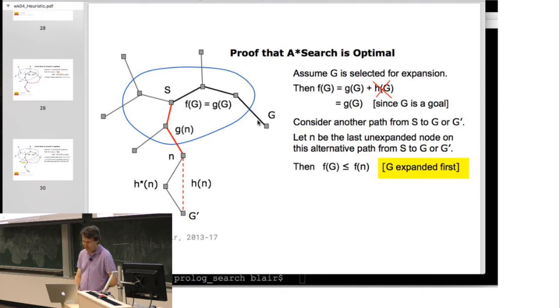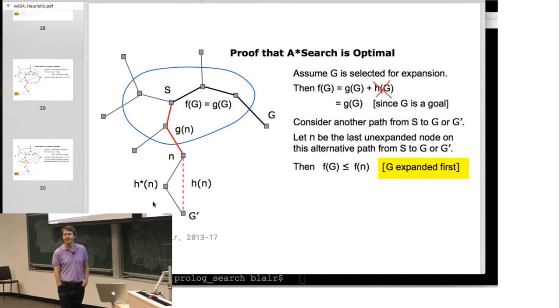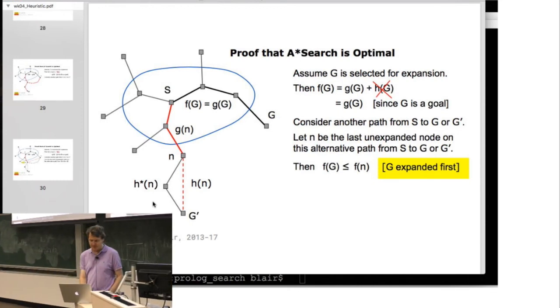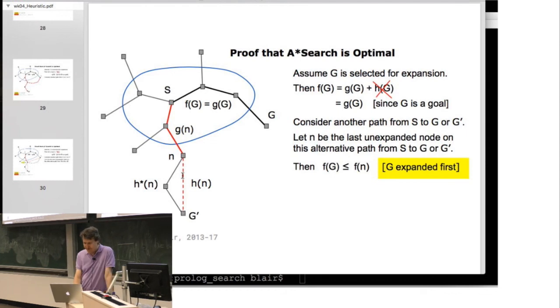Now, as I said, it doesn't matter whether it's G or G prime, but for simplicity, let's assume it's a different goal. Let's suppose this path goes down here to G prime. Now, here's this node N. We use h star of N to mean the true path cost from N to G prime. And then h of N is the heuristic, which estimates the distance from N to G prime. So h star is the true value, and this is the estimate.